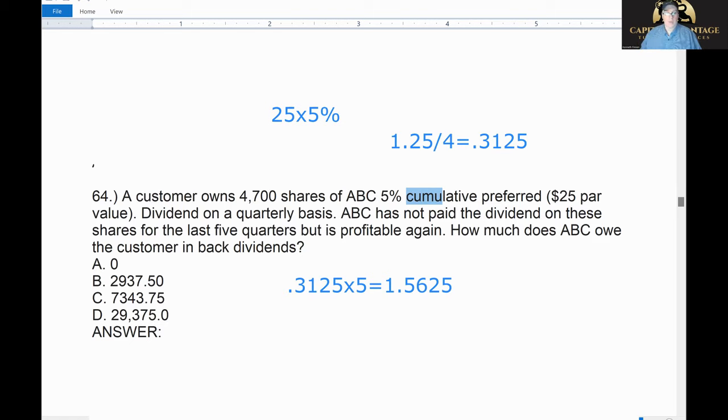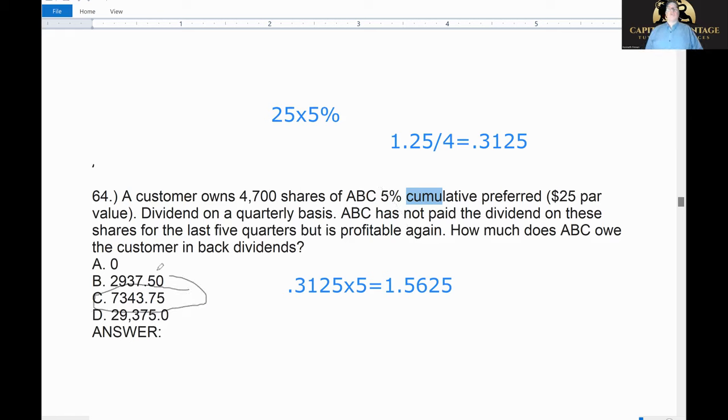Let me walk through this again so you don't get lost, because there are so many moving parts. First, we find out how much the actual dividend is: 25 times 5% equals $1.25, because remember, it's always par. Now we find the quarterly amount. We divide that by four, which equals 31 and a quarter cents. That's one quarter, but we missed five quarters, so we do 31.25 times five, which is 1.56. And we multiply that times the number of shares, which gives us 7,343.